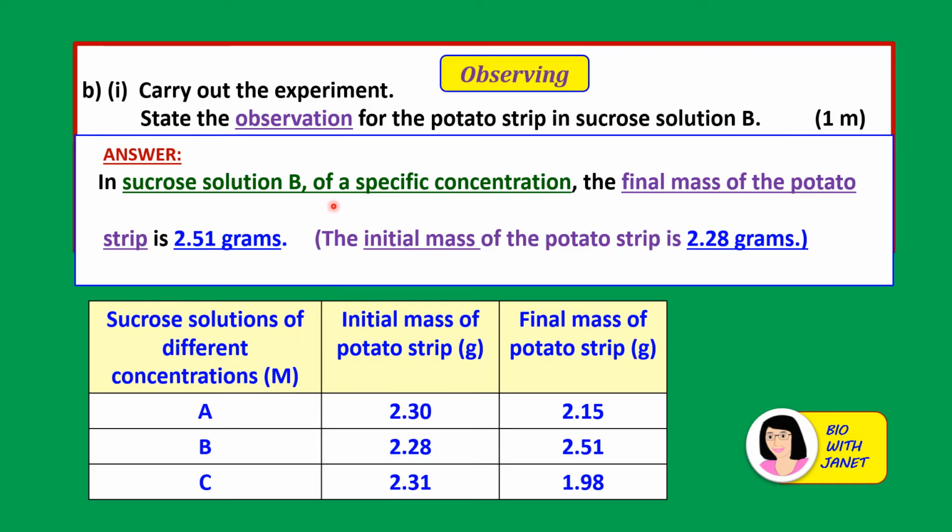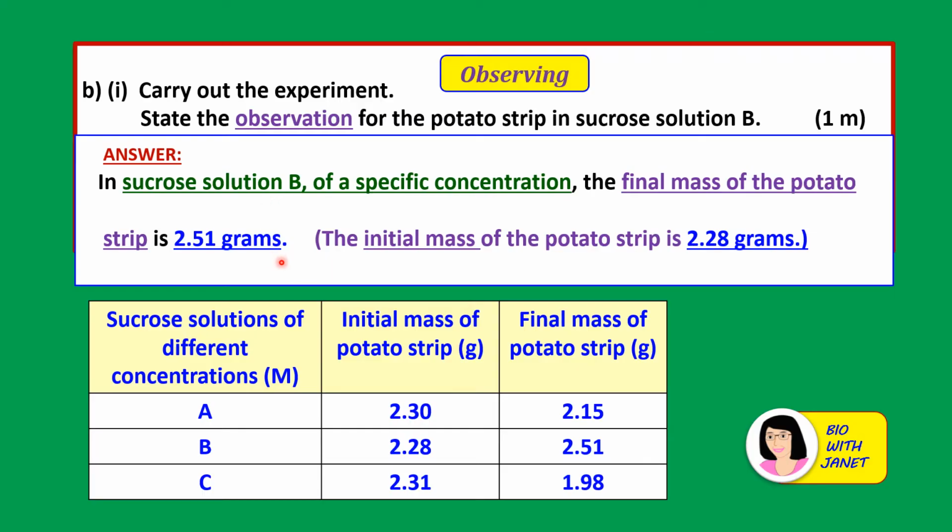In sucrose solution B of a specific concentration, we don't know what the concentration is. The final mass of the potato strip is 2.51 grams. And as a side note, the initial mass of the potato strip is 2.28 grams. So the main observation is on the final mass.